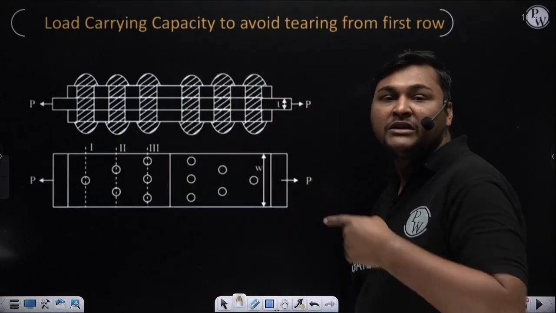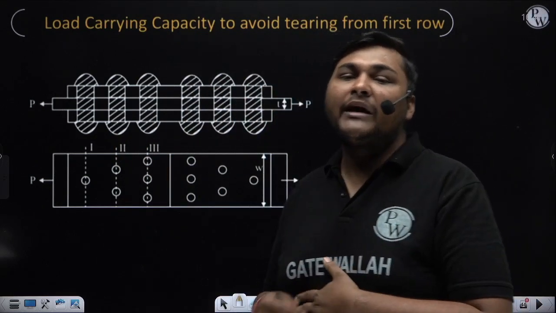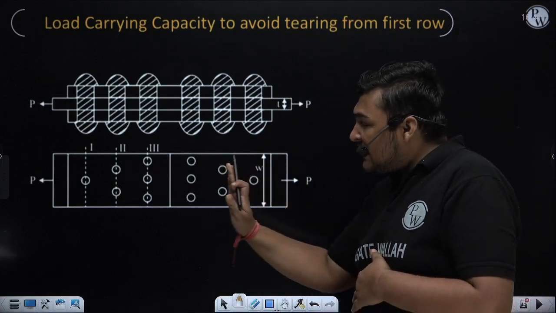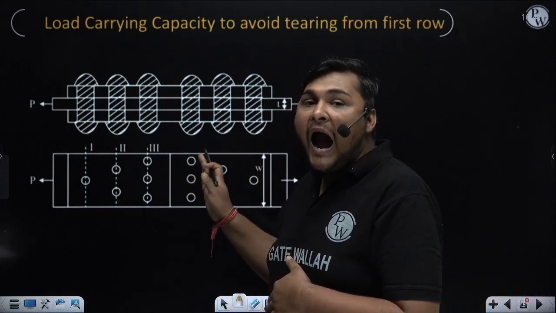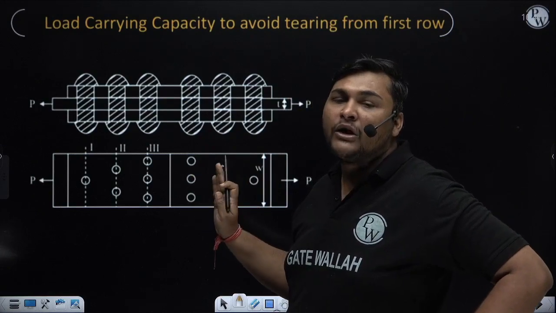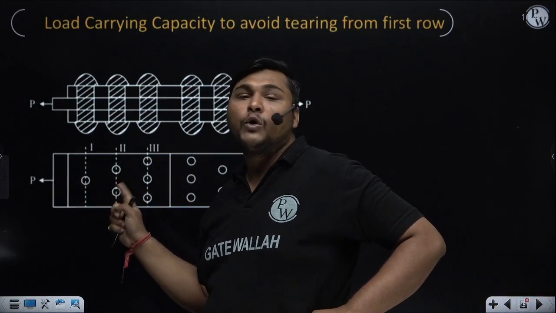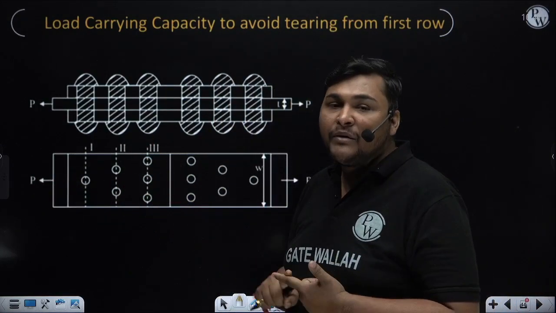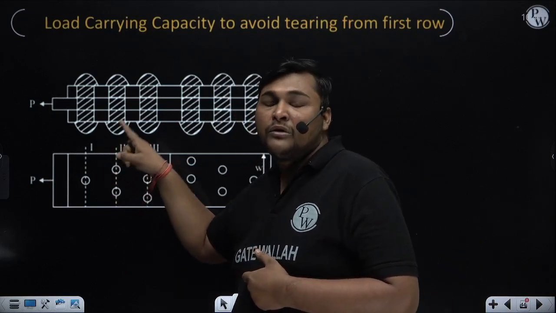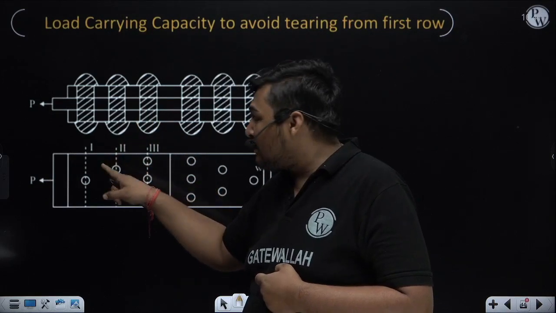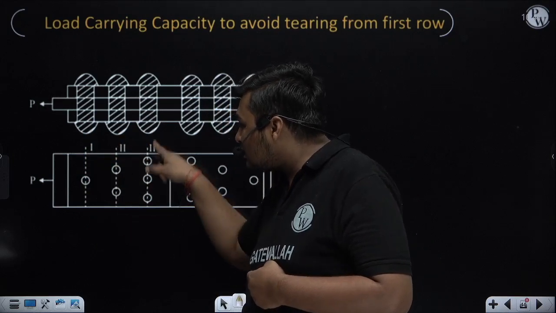If the number of rivets in the third row is more than in row 2, it means that if the number of rivets in the upcoming rows, moving away from load P, is increasing, then we will calculate the load carrying capacity to avoid tearing from this row also, this row also, this row also.